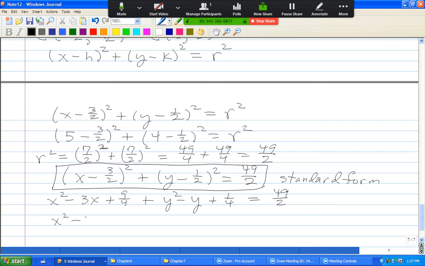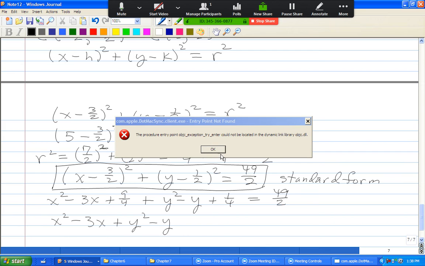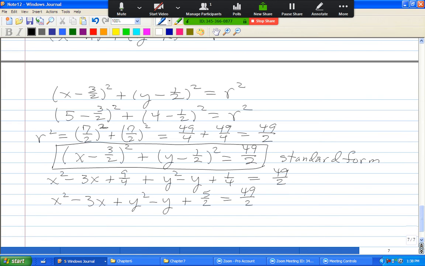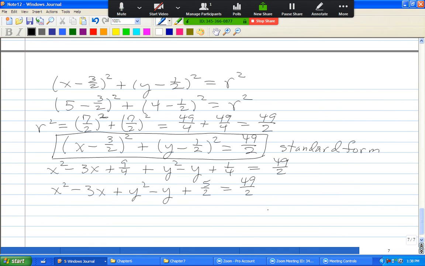So I have x squared minus 3x plus y squared minus y plus 10/4, which is 5 halves, equals 49 halves. So let's subtract 49 halves from both sides. So I have x squared plus y squared minus 3x minus y.